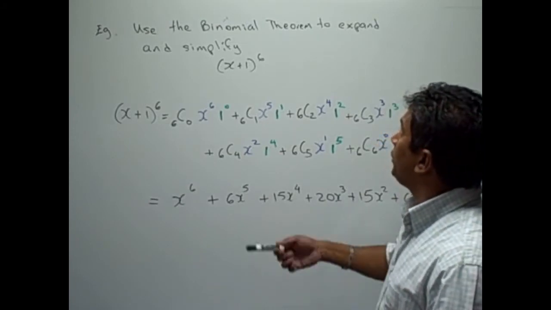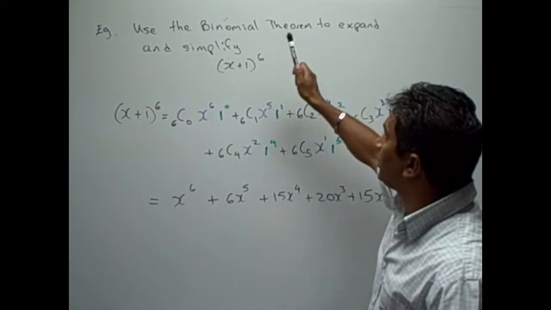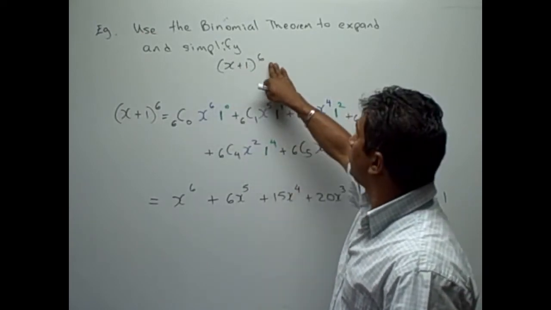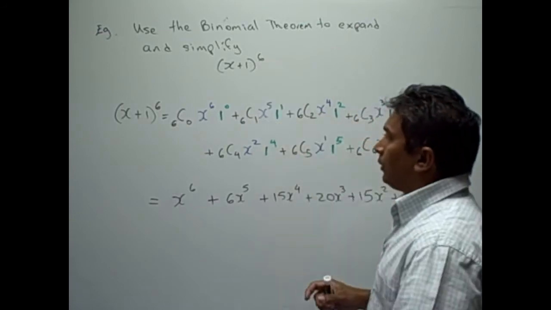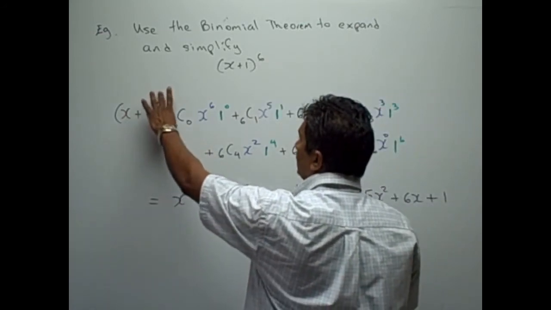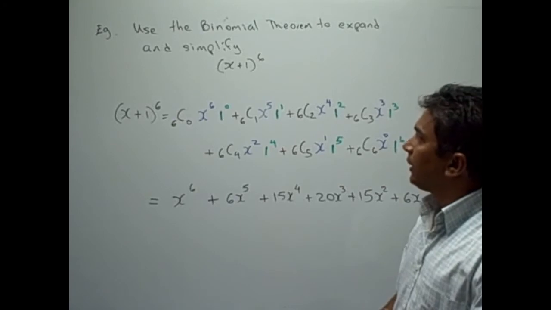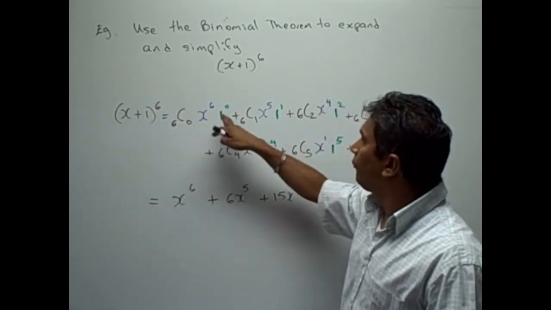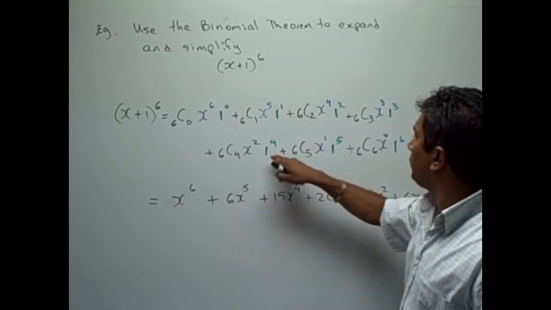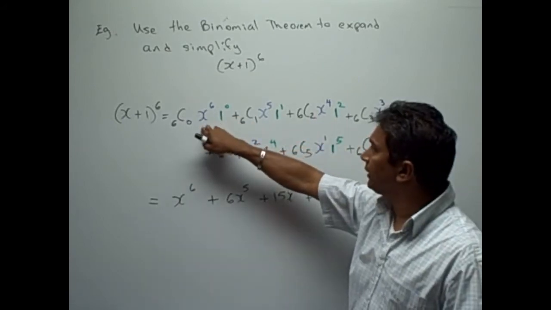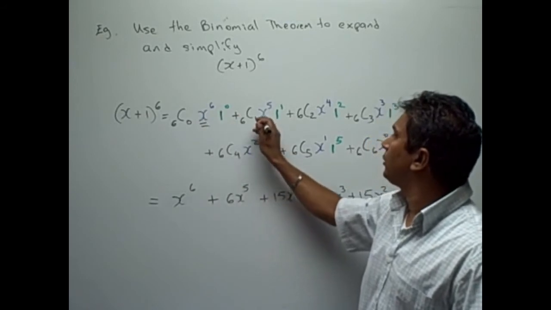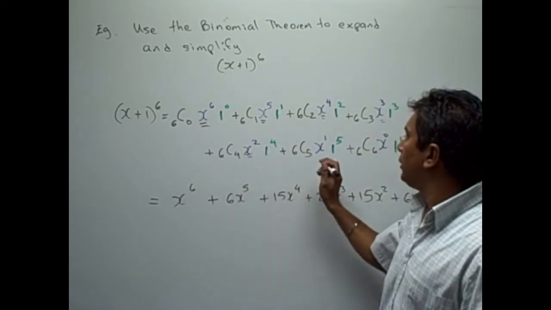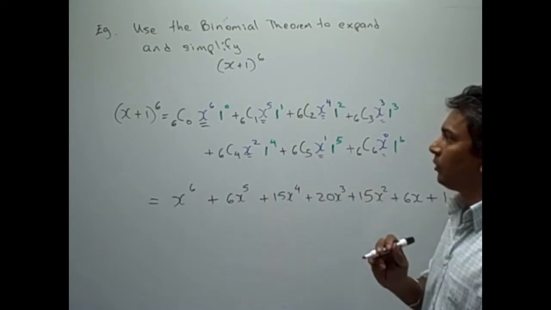In this example, we're going to use our binomial theorem to expand and simplify the binomial x plus 1 to the 6th power. So here we have x plus 1 to the 6th power. We know that our first x term will be to the 6th power, and every term after that the x will be going down. So we start with x to the 6th, the next term will have x to the 5th, then x to the 4th, x to the 3rd, x to the 2nd, x to the 1, and x to the 0.